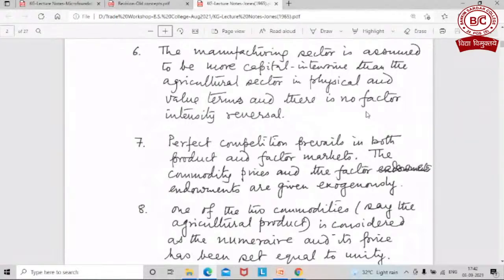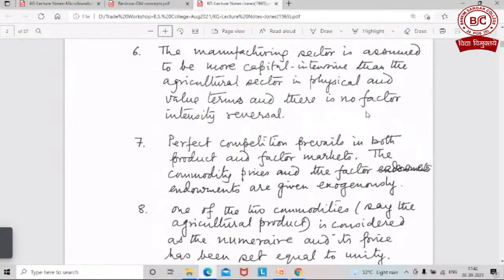This is the meaning of numeraire. Numeraire means one commodity, there is no money. You can't express the units of the prices in terms of rupees. So you need to express the manufacturing commodity in terms of agricultural commodities. That means 3 units of manufacturing commodities can be expressed in terms of how much of agricultural commodities. You got my point? There is no money market condition here. You got my point now?